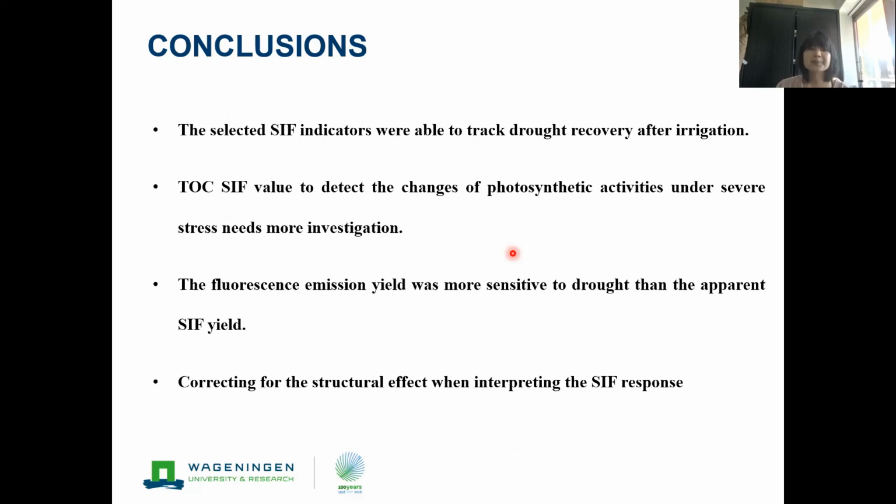Some take-home messages. We found the selected SIF indicators were able to track the drought recovery after irrigation in June. However, the top of canopy SIF indicator values to detect the changes of the photosynthetic activities under severe stress need more investigation. And the fluorescence emission yield was more sensitive to drought than the apparent SIF yield. So correcting the structural effect when interpreting the SIF response is very necessary.